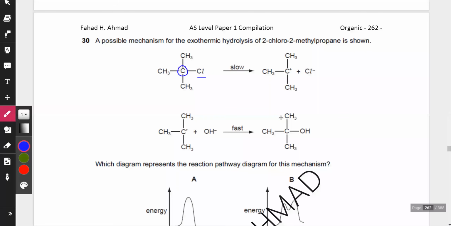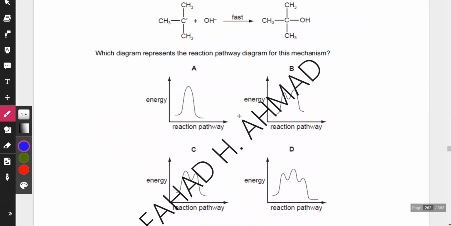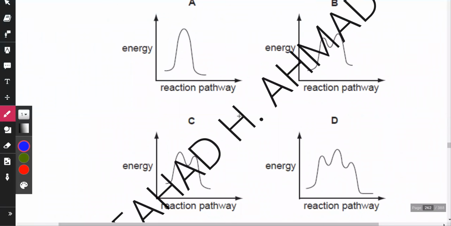So anyways, this was a two-step reaction. This was the tertiary halogenoalkane, and it was a two-step reaction, which is why, hopefully if you can see properly, this is going to be C. It's going to be first step followed by the second step. The second step is always going to have a smaller peak.